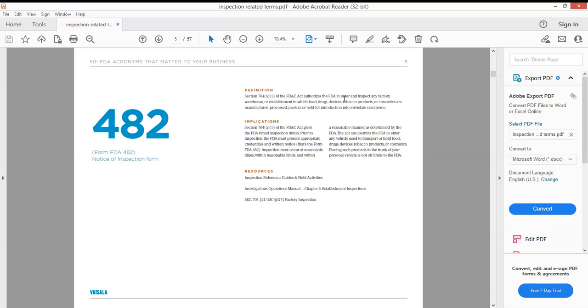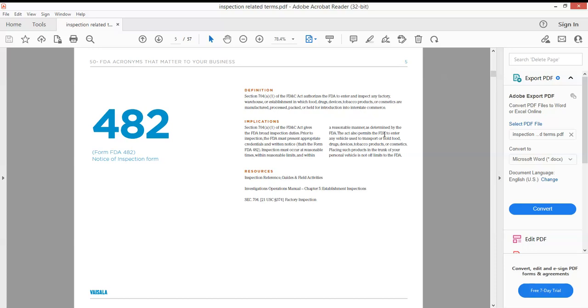Normally the FDA can enter and inspect a factory, warehouse, or establishment where food, drugs, devices, tobacco products, and cosmetics are manufactured, processed, and packaged. The inspections must occur at reasonable times, within reasonable limits, and in a reasonable manner as determined by the FDA.